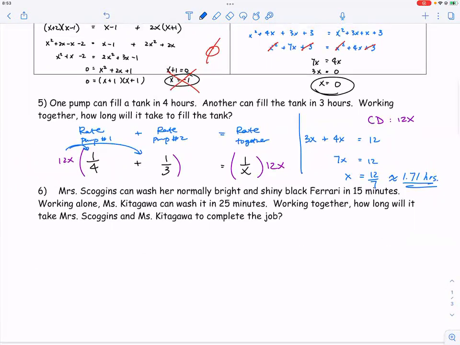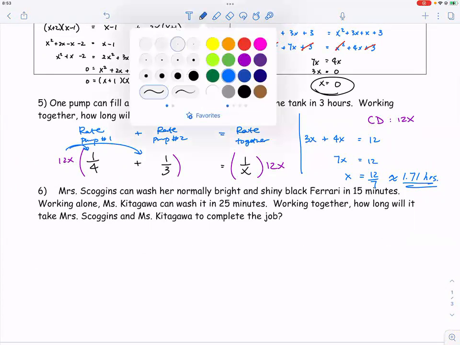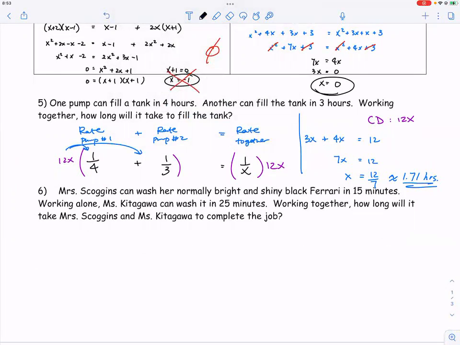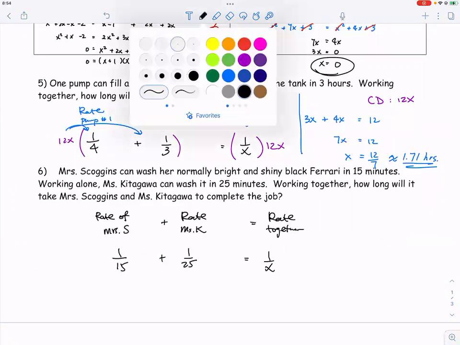Number 6 sounds like the question that we did yesterday. So again, we have the rate of Mrs. Scoggins, and the rate of Miss Kitagawa. It's equal to the rate of both together. So we have 1 over 15 minutes plus 1 over 25 minutes. And how long would it take if they work together? So what is the common denominator here?